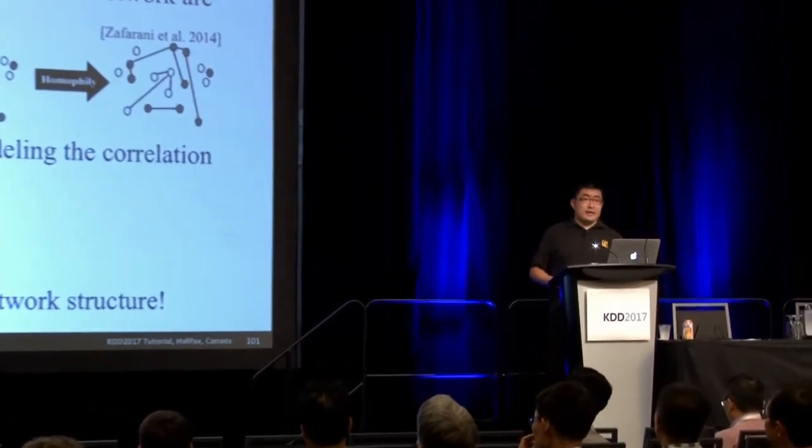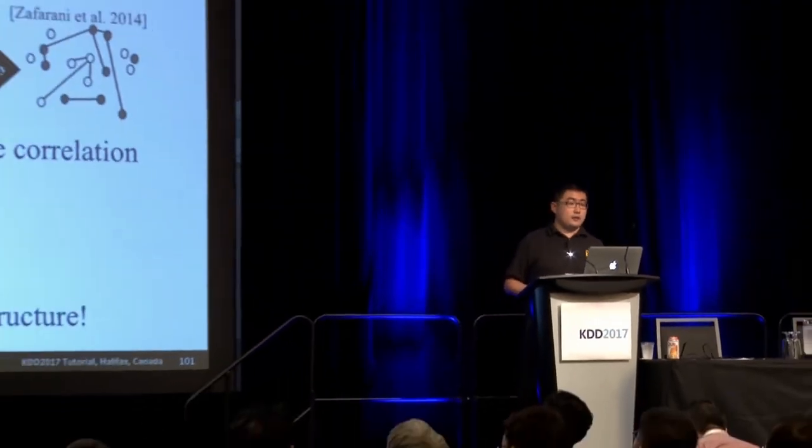The major reason is that it is widely observed that the features in the nodes and the network structure, these 2 types of information, are actually highly correlated. And this kind of correlation can be explained by some social science theories, such as social influence and homophily.